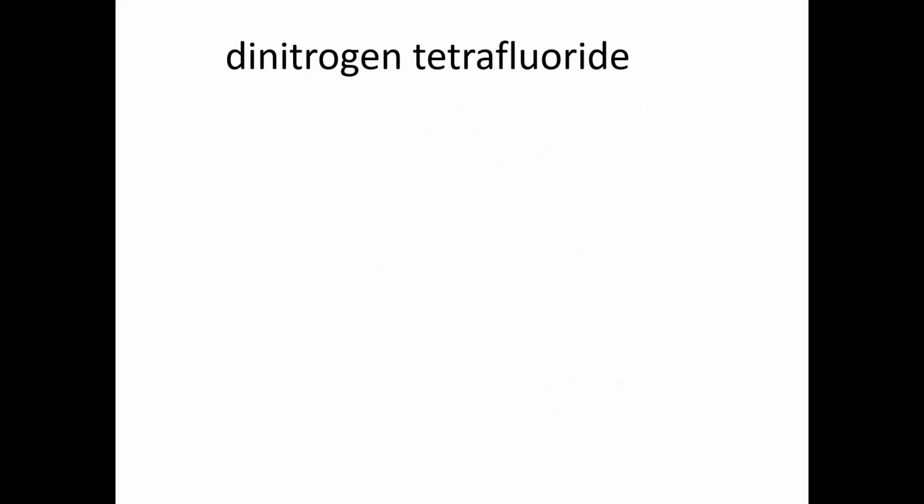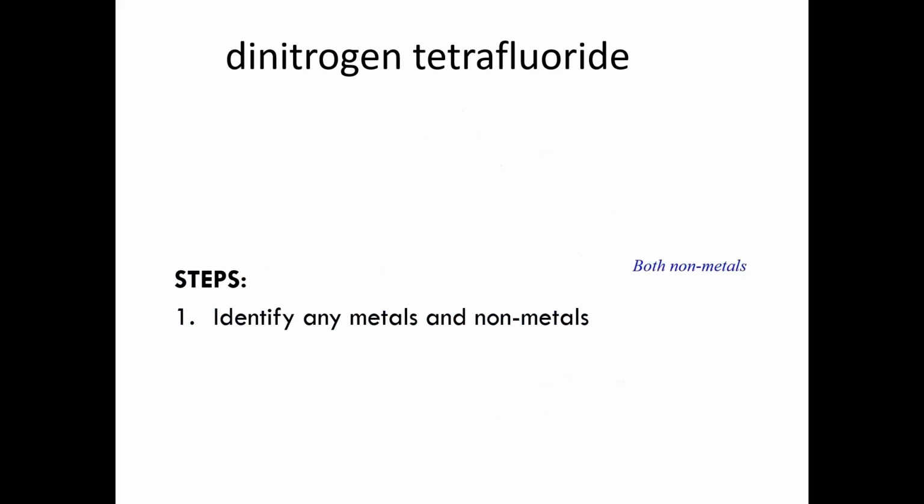The other example I have here is the compound dinitrogen tetrafluoride. Okay, so let's write the chemical formula. The first step is to identify any metals or nonmetals. And so, of course, I know that this compound is composed of 2 nonmetals. Now, it's very important to do this step to ensure that you're writing the chemical formula for a covalent compound rather than an ionic compound.